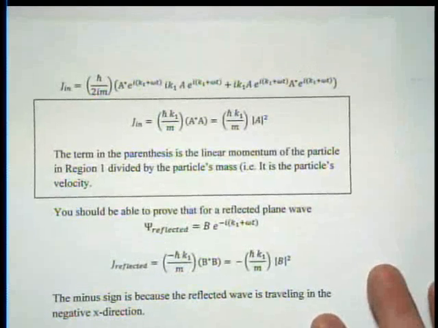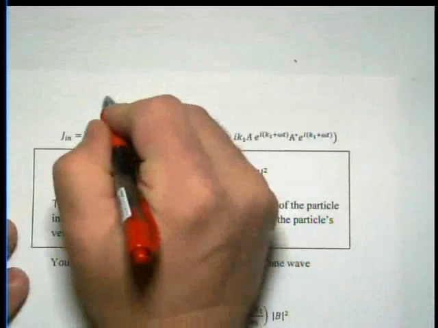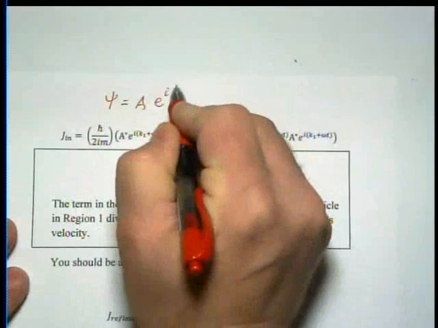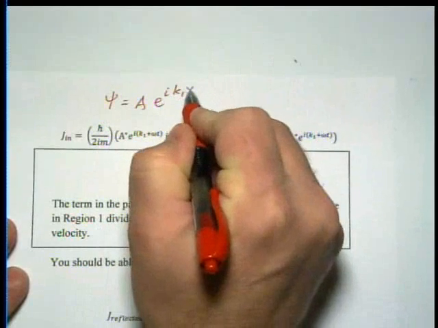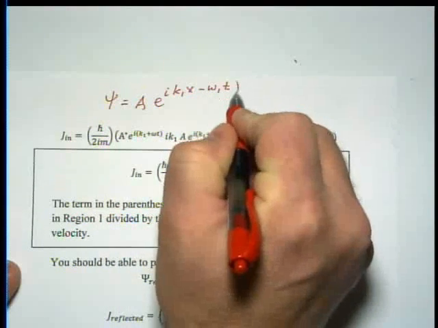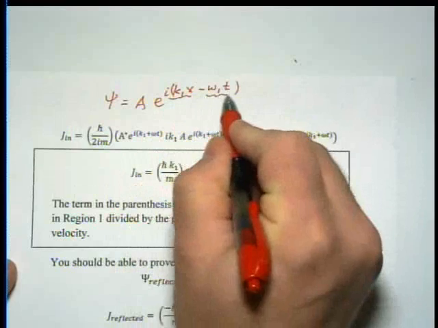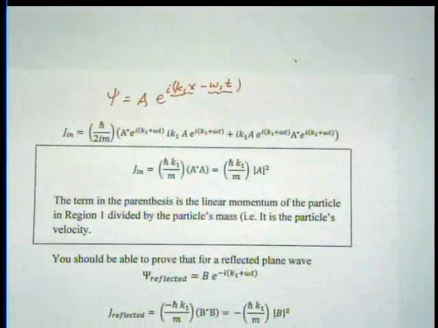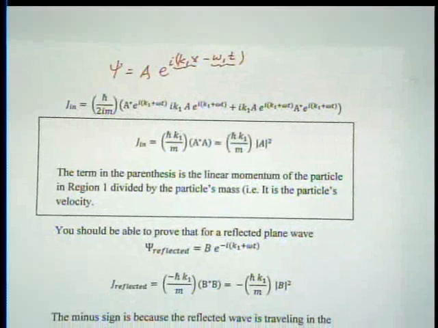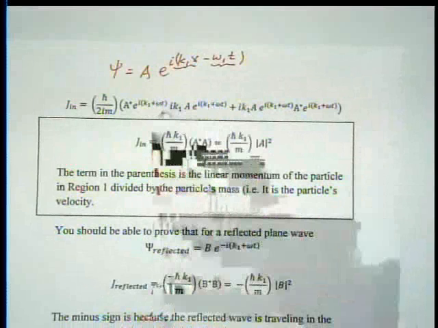The incoming wave was A e to the i (k1 x minus omega 1 t). That was the spatial part, and that was the time part. And again, like I said, you can leave the time part out because it isn't going to make any difference. You see the plus and minus come, they end up wiping each other out.